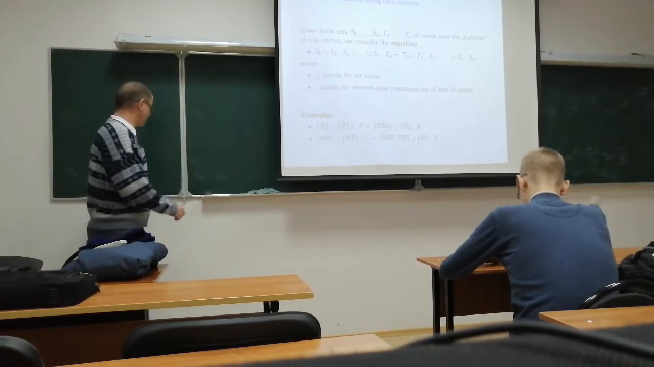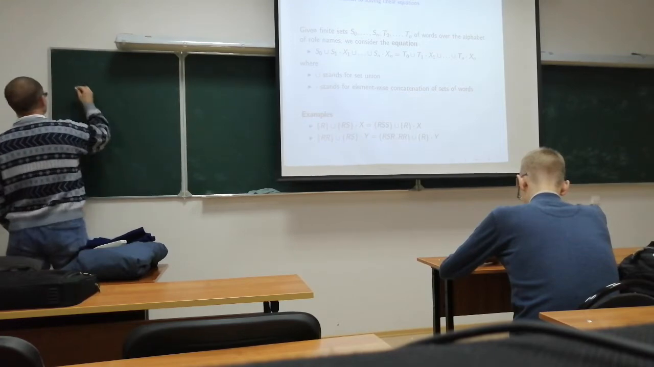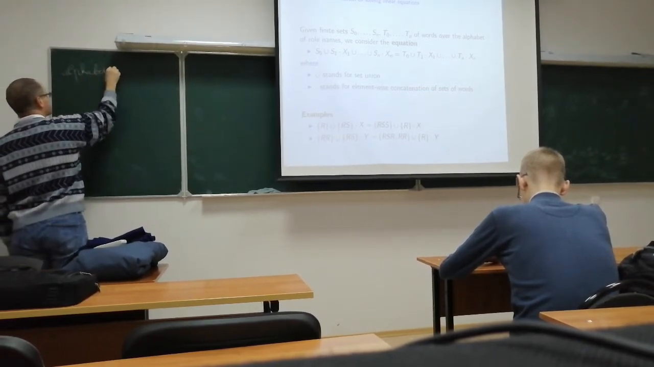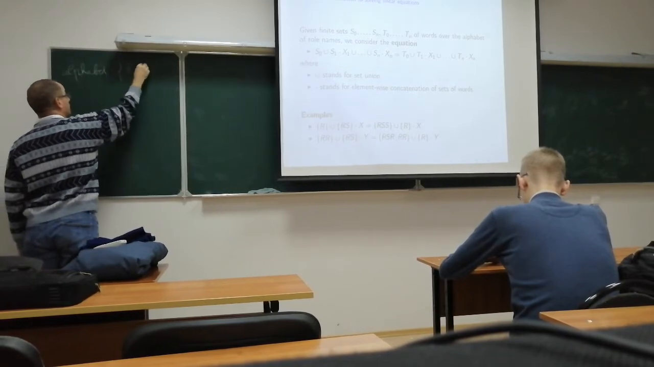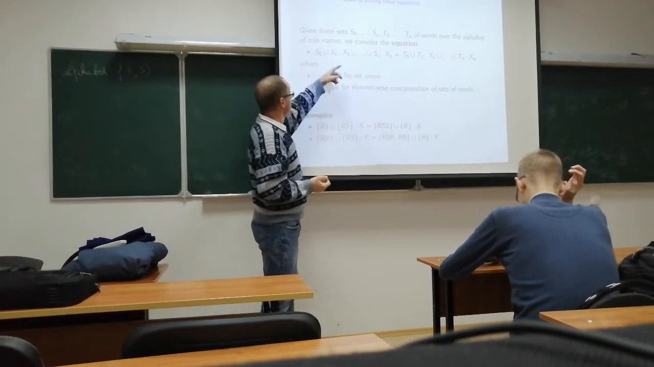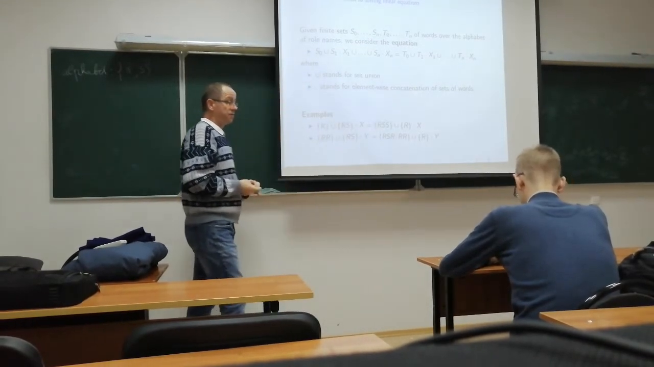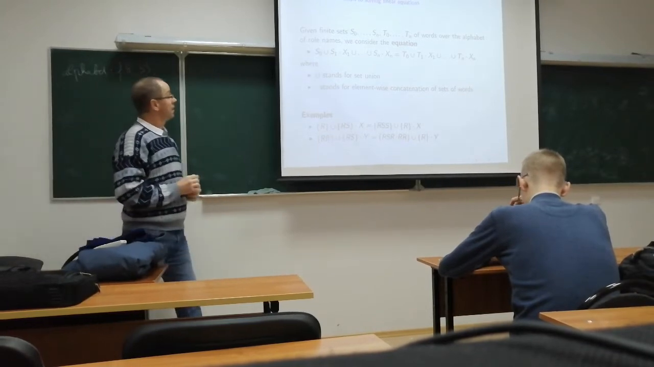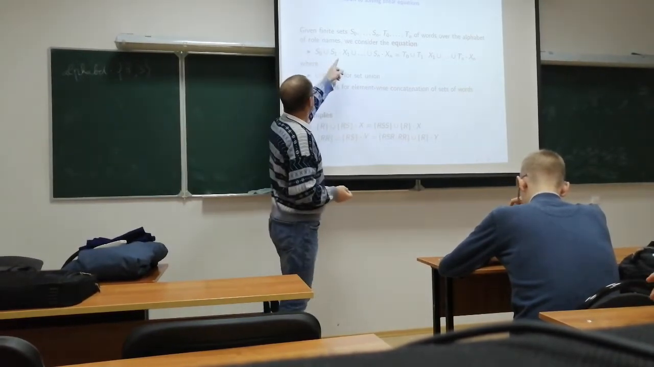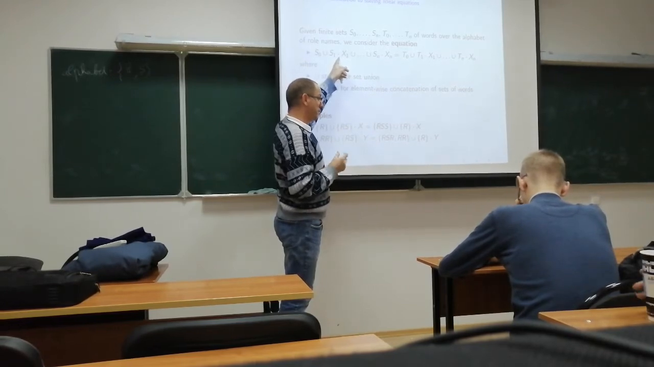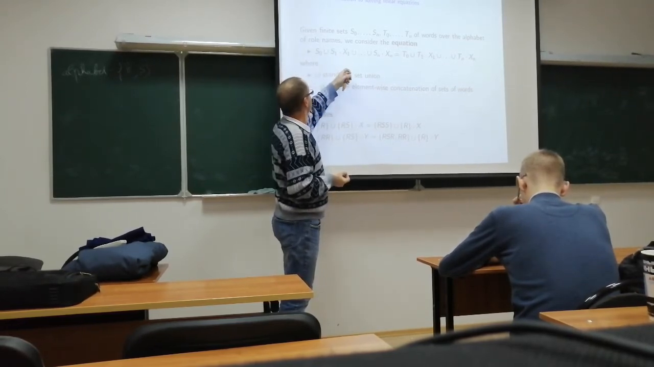For example, if our alphabet contains the letters R and S, then the S sets and the T sets will be any finite set of finite words over this alphabet. And this symbol represents the concatenation between two finite sets of words.